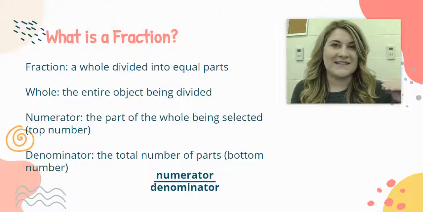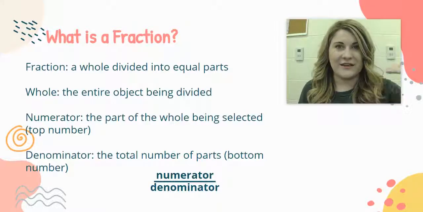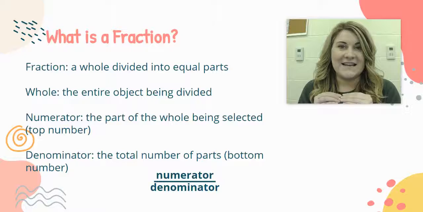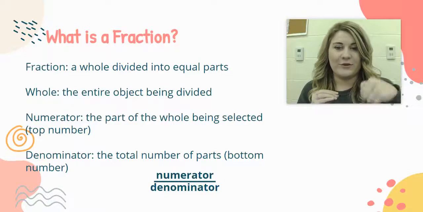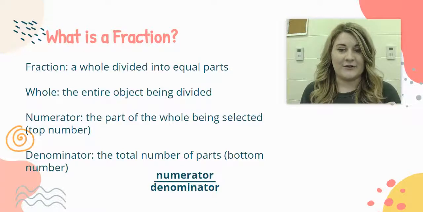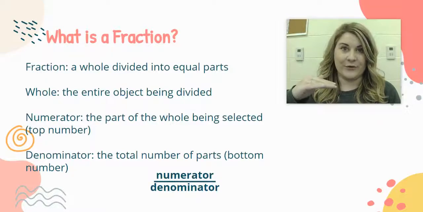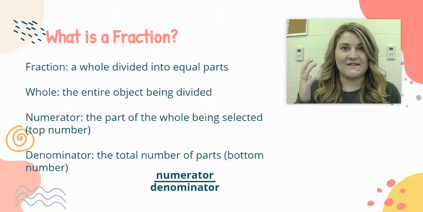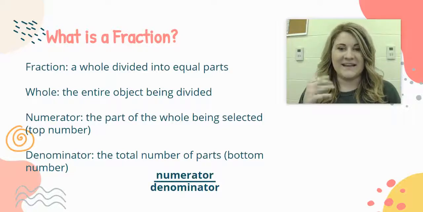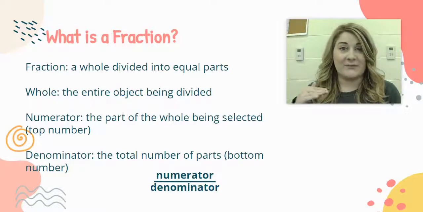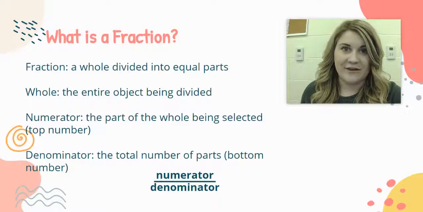And remember, we know that denominator goes below the fraction bar because D stands for down. Down below the fraction bar is where the denominator goes. Our numerator is our part, and the bottom is our total. So the numerator is usually the part that's being colored in or the part that's missing, and then the denominator is the bottom part, which is the total altogether piece.